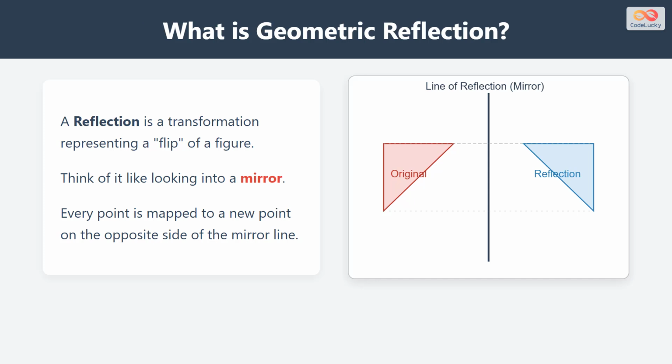First, let's define what we mean by reflection. A reflection is a transformation that flips a figure. The most common analogy is looking into a mirror. The mirror acts as the line of reflection. Every point on the original object corresponds to a new point on the reflected image.